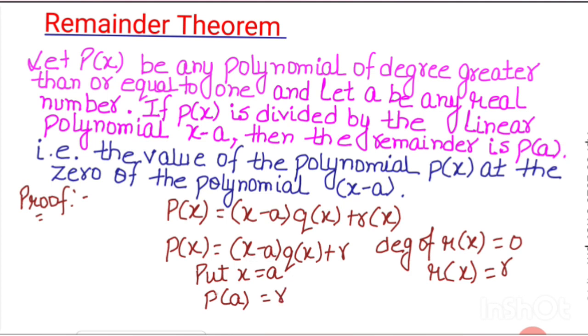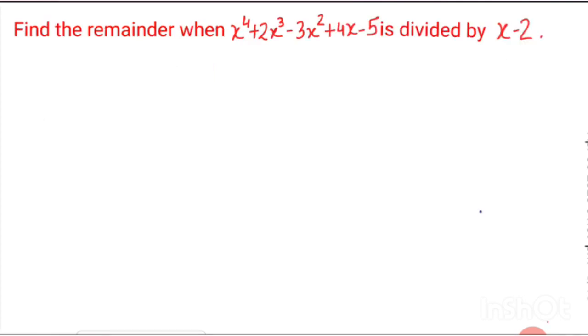So p of a equals r. Okay, so the remainder is P of A, that is the value of the polynomial at x equals a, which is the zero of the linear polynomial. Okay. Now next is find the remainder when this polynomial is divided by x minus 2.